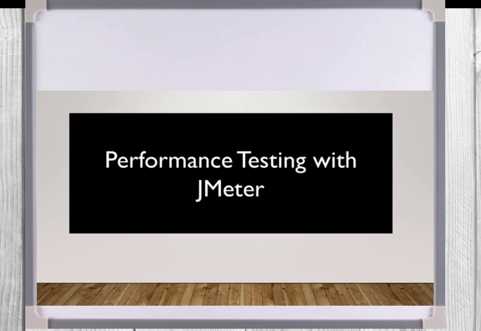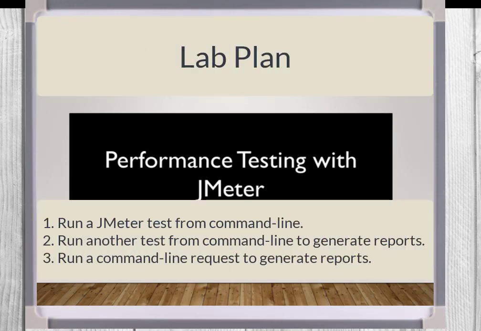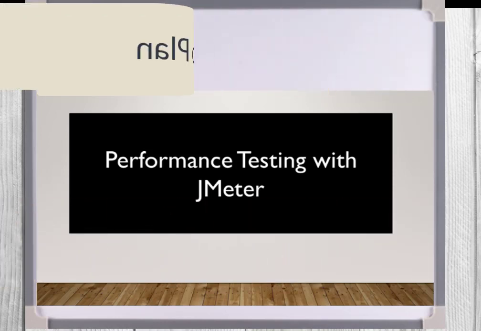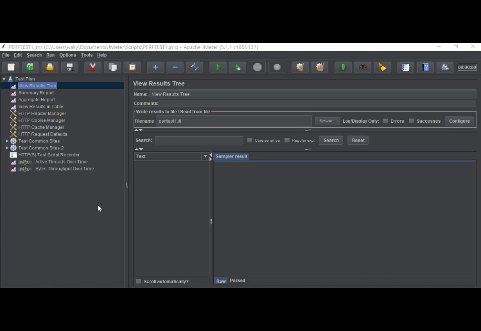Here is the plan for this lab. First, we'll run a JMeter test from command line. Then we'll run another test from command line to generate reports. And the third time we're going to run a command line request just to generate reports, not to actually run the test again. Let me start you with the script.